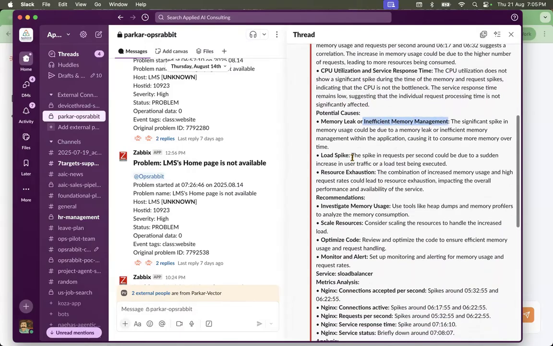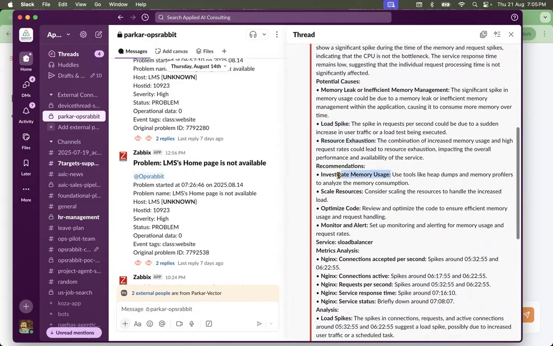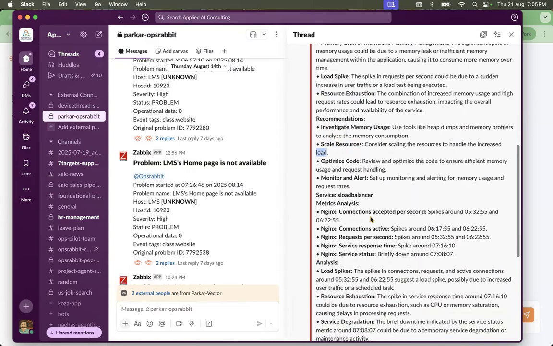So potential causes, again, it says this may be the main cause, which is basically inefficient memory management, and there is a spike on the load. The resource might have got exhausted. The recommendation is investigate memory usage and scale the resources if we have to handle this much load. So that's essentially it.